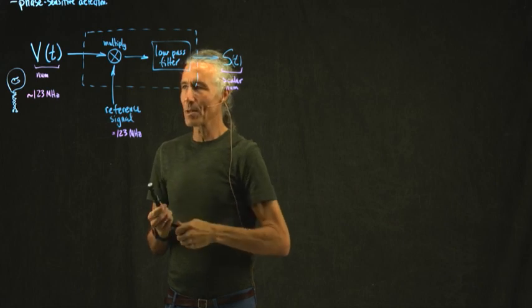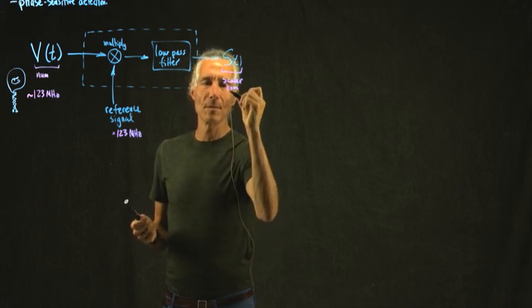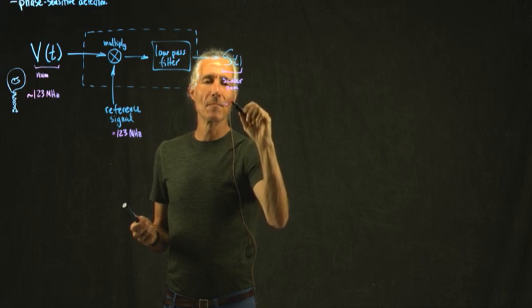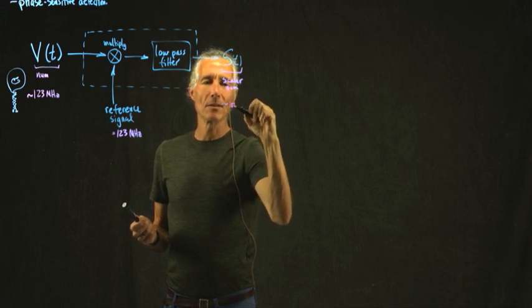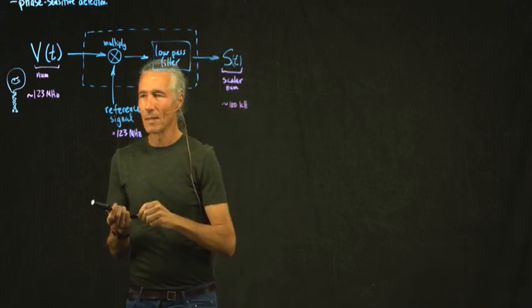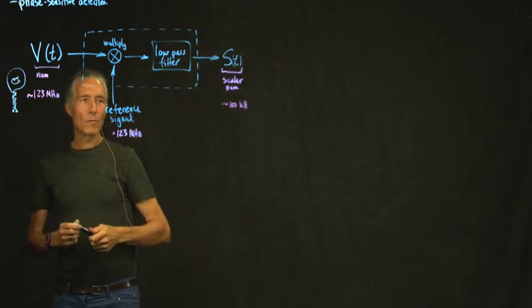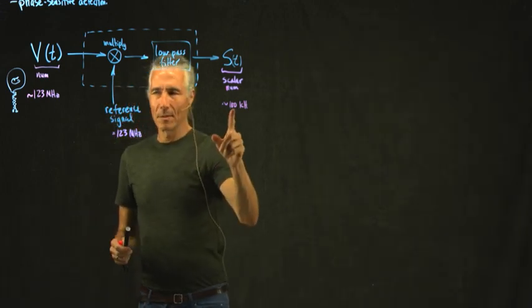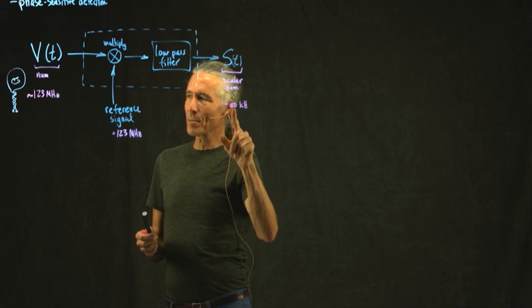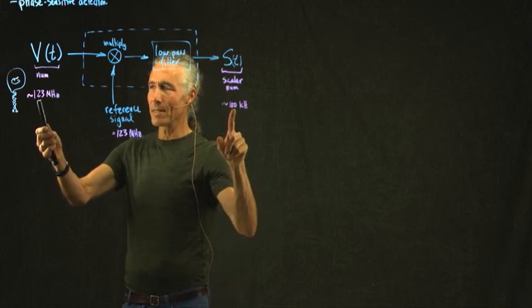So we have to turn it into a stream of computer numbers. We might digitize it at, say, 100 kilohertz, kilohertz, not megahertz. So we're only collecting 100,000 samples per second instead of 100 million samples per second.